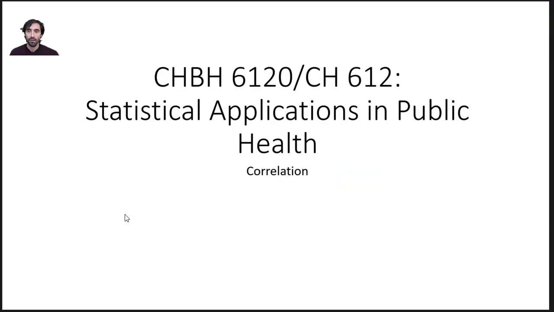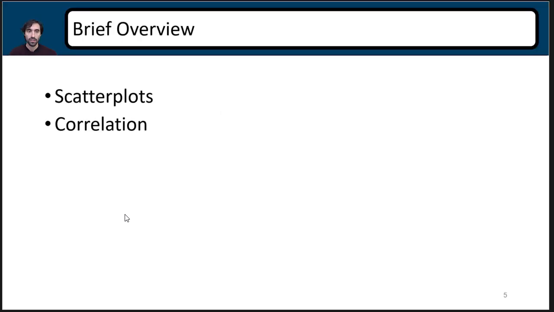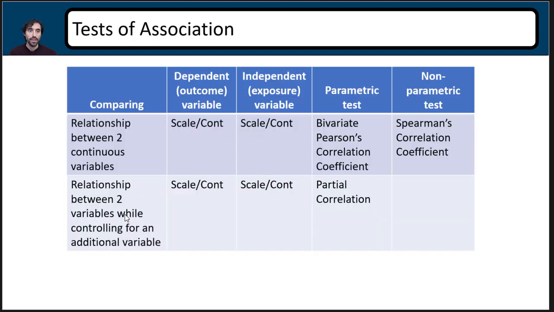And that's going to be our focus today: correlations. We are going to go over two primary focuses of correlations. We're going to look at scatter plots and then the actual correlation itself. When we are looking at this, we are looking at the relationship between two continuous variables.